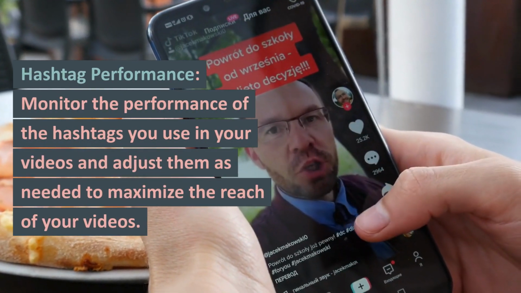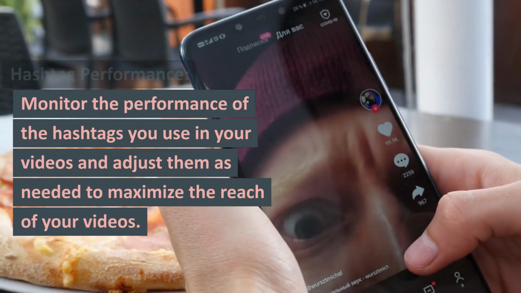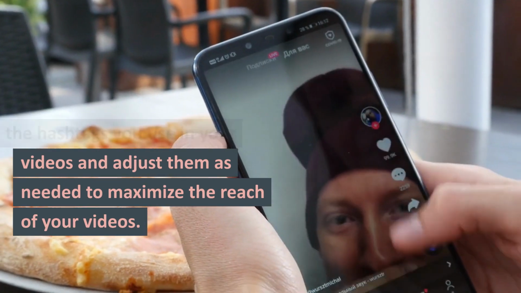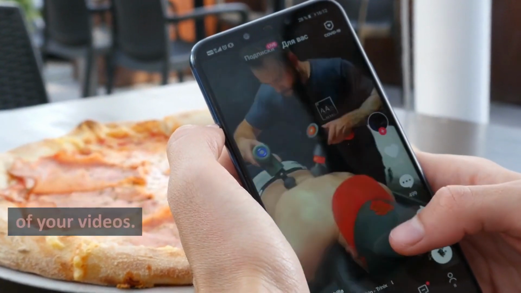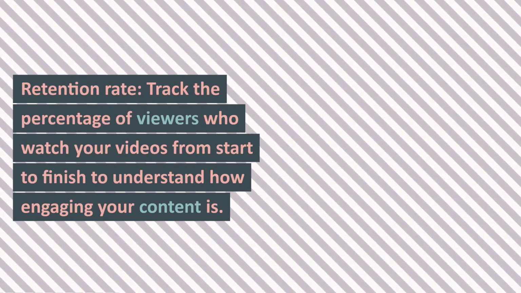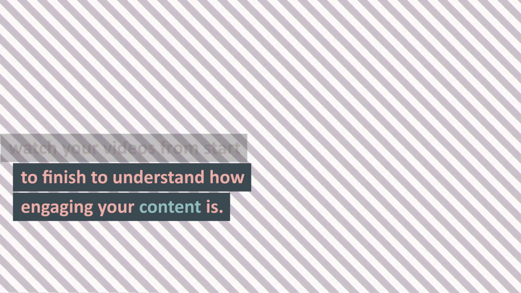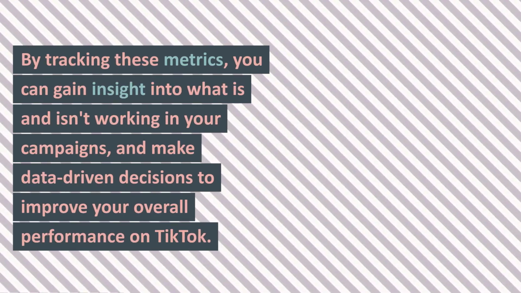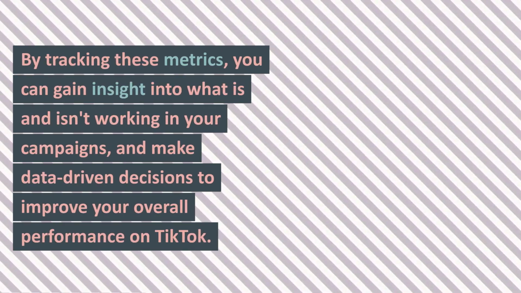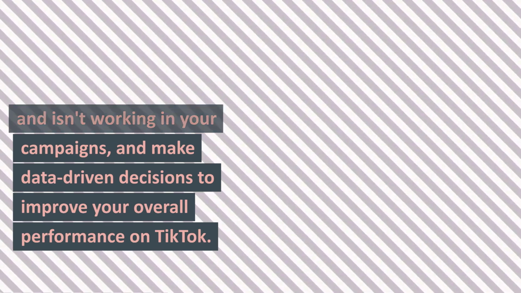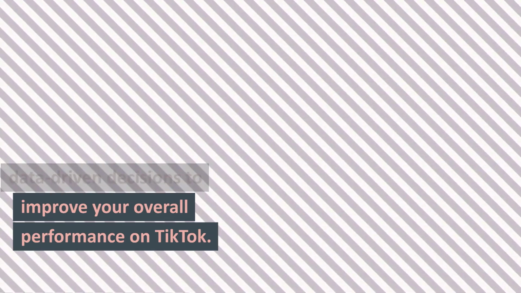Hashtag performance. Monitor the performance of the hashtags you use in your videos and adjust them as needed to maximize the reach of your videos. Retention rate. Track the percentage of viewers who watch your videos from start to finish to understand how engaging your content is. By tracking these metrics, you can gain insight into what is and isn't working in your campaigns, and make data-driven decisions to improve your overall performance on TikTok.